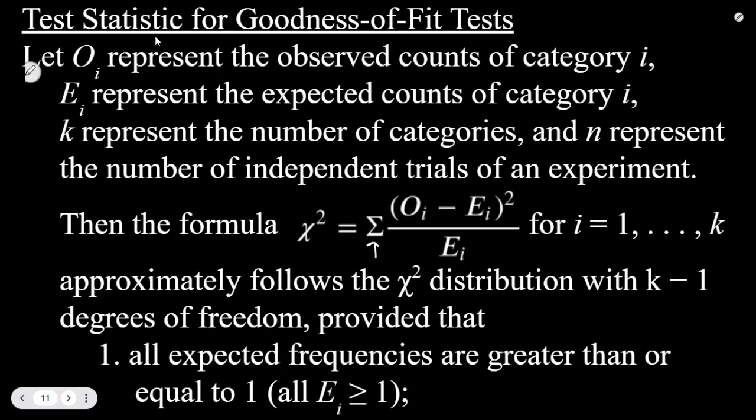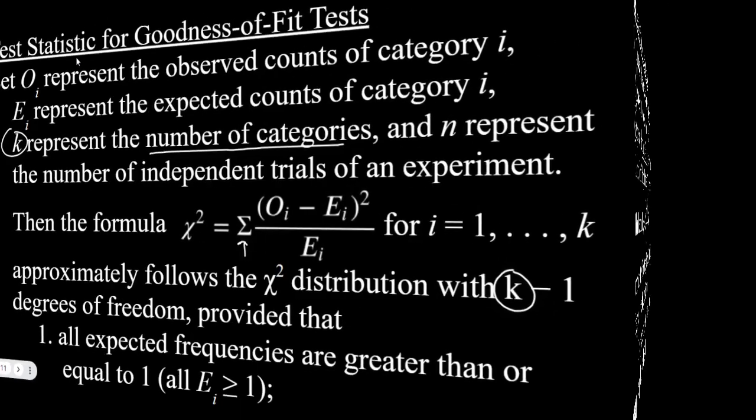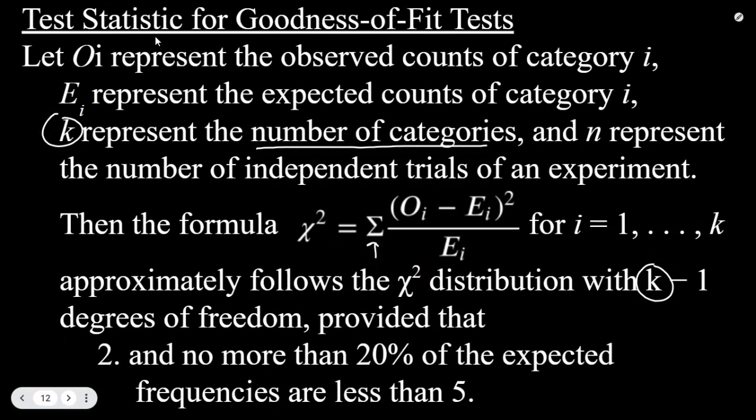And remember what k means, even though I forgot to italicize it there. k represents the number of categories that we have. In our previous example, we had 4 categories, so k minus 1 would be 3, and that would be the degrees of freedom. Again, this is provided that all the expected frequencies are greater than or equal to 1. Another criterion is that no more than 20% of the expected frequencies are less than 5.